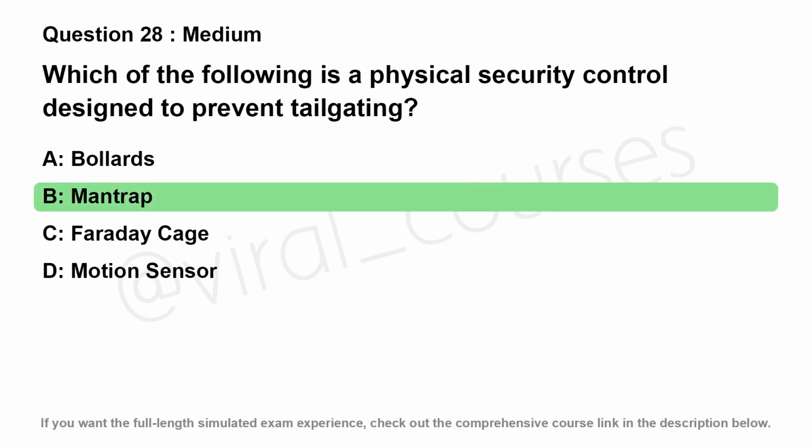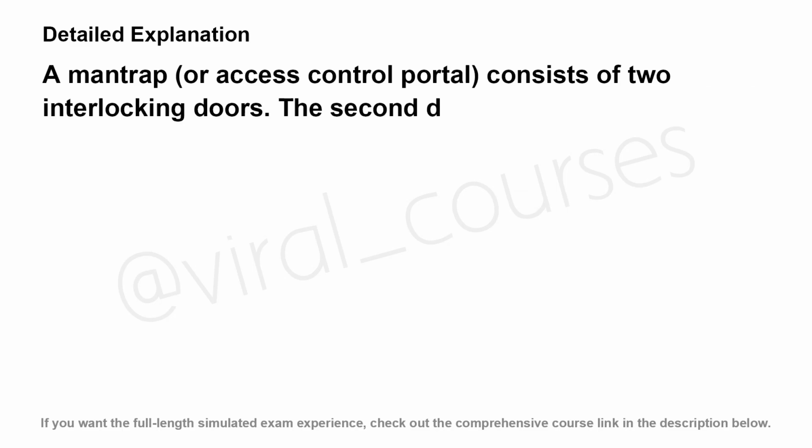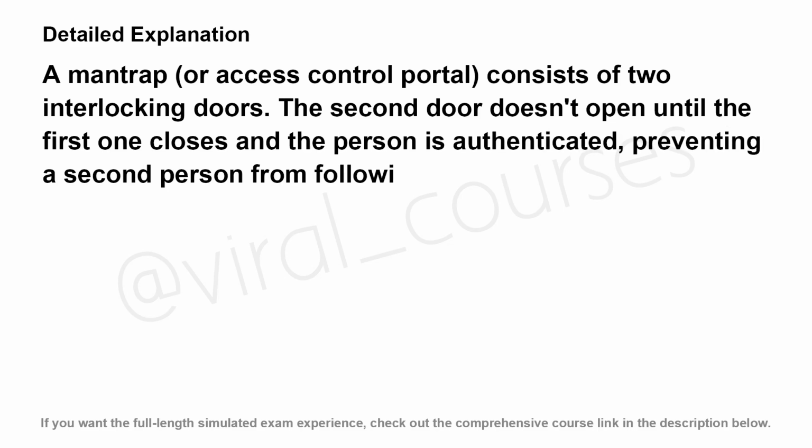The correct answer is B. A mantrap, or access control portal, consists of two interlocking doors. The second door doesn't open until the first one closes and the person is authenticated, preventing a second person from following closely behind. Tailgating.